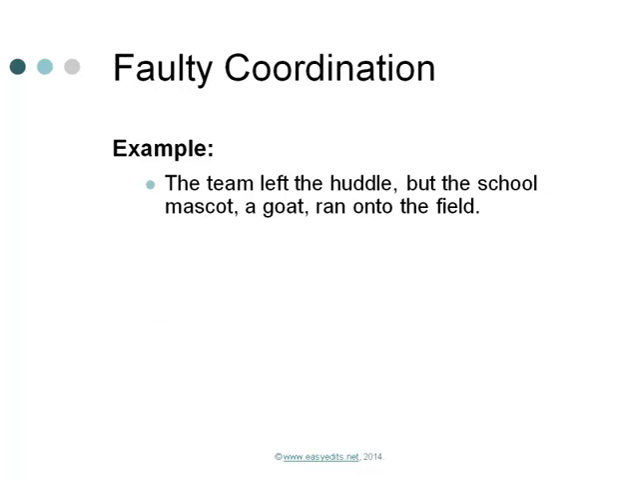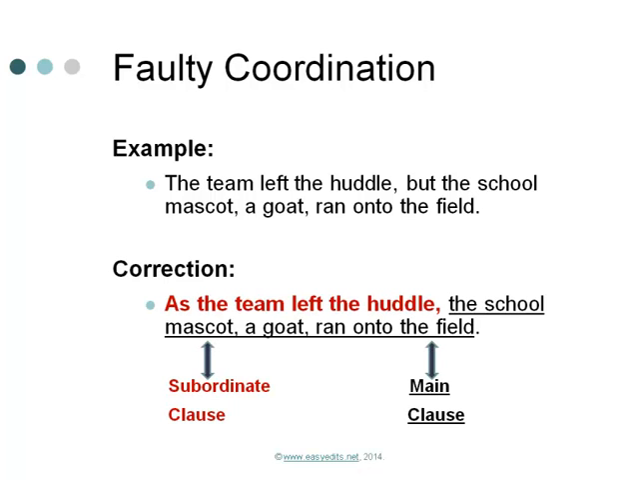Sometimes coordination within a sentence can get a little faulty. Let's look at this example. The team left the huddle, but the school mascot, a goat, ran onto the field. Think about that for a second with the way that it currently reads. How about this correction? As the team left the huddle, the school mascot, a goat, ran onto the field. The main clause, the main point of the sentence, the school mascot, a goat, ran onto the field, also happens to be the most interesting detail in this sentence, right? So as the team left the huddle is a little less important than the rest of the sentence.